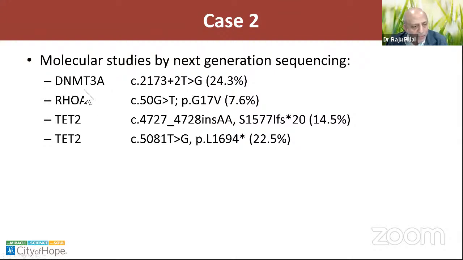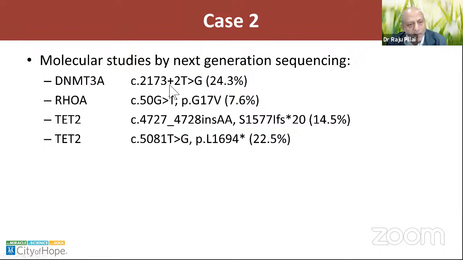DNMT3A is also a gene related to epigenetics, methylation. So c.2173+2 basically means from the start of the protein coding region, the 2173rd nucleotide, plus 2 means it is outside the coding region. That's why it's called a plus 2. Otherwise, we would have just said 2175. But because this is not protein coding, we call it plus 2. So it's moving into the intron. T has been changed to G.